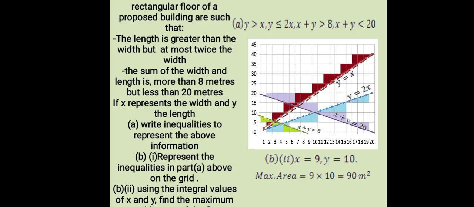The dimensions of a rectangular floor of a proposed building are such that the length is greater than the width, but at most twice the width. The sum of the width and the length is more than 8 meters but less than 20 meters. If X represents the width and Y the length, write inequalities to represent the above information.